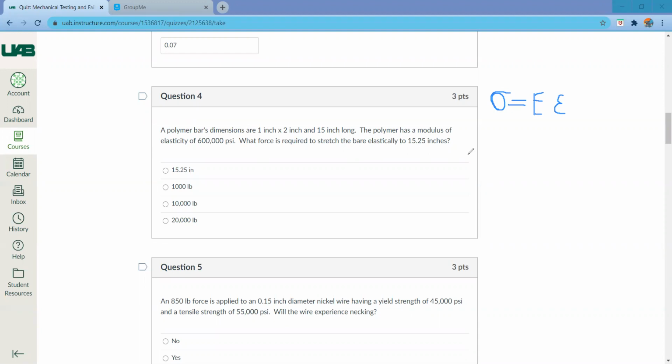My bad. We're not going to calculate stress. That's the last thing we do. We are going to go ahead and do strain. So stress is going to equal 600,000 times strain. And strain is going to be the change in length divided by initial length. So it's going to be 15.25 minus 15 divided by 15. So 0.25 divided by 15. So this is going to equal 10,000.